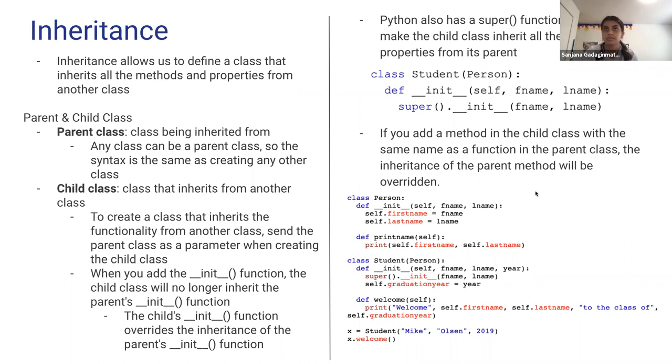That makes sense. Okay. And if you add a method in the child class with the same name as the function of the parent class, the inheritance of the parent method will be overridden again. So, yeah.